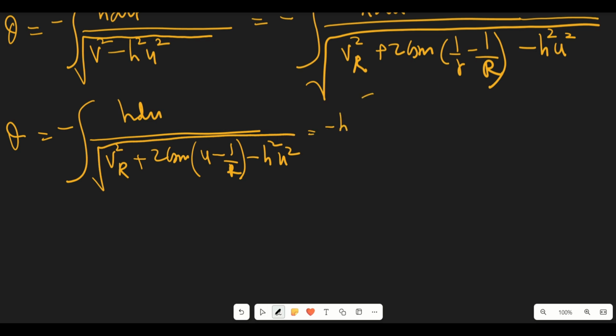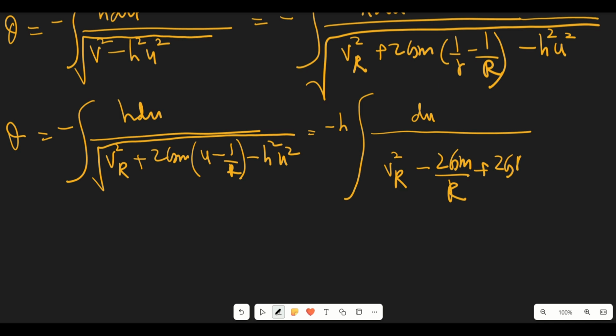Which is equal to minus h du. H is a constant of inertia and it is also a constant of gravitation. Minus h du, because gravitation goes along with inertia, so the inertial part must be retained. So minus h du over v square r minus 2 gm over r plus 2 gm u minus h square u square.